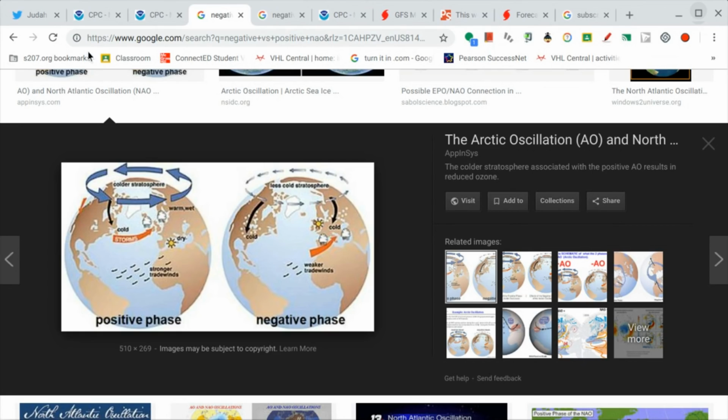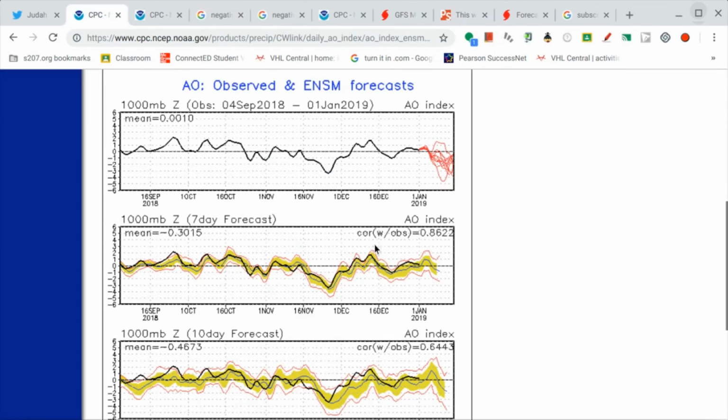But as of now, we will be going into a negative phase. We were in a positive phase, not too positive, but positive, and now we're going to be crashing down into the negative. And remember, around that November time frame where we had those cold shots, it was also very negative. We could be looking at something similar to that.